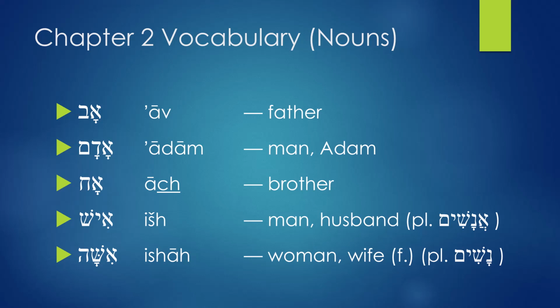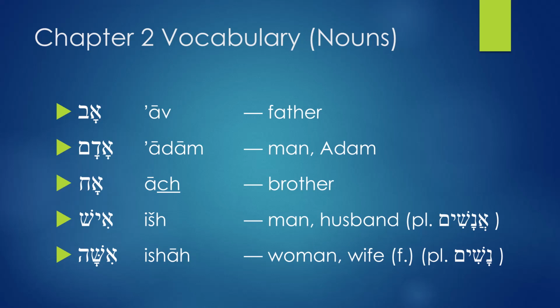Next word is ish. Ish means man. In other places it means husband. Now, most of the times you focus on the first meaning, the first translation, man in this case, but know that ish can mean husband at times, depending on the context. But ish means man. Next word is isha.